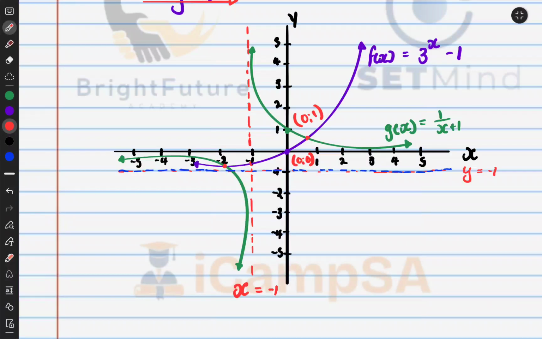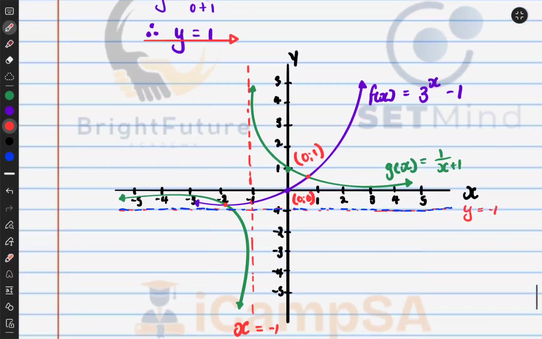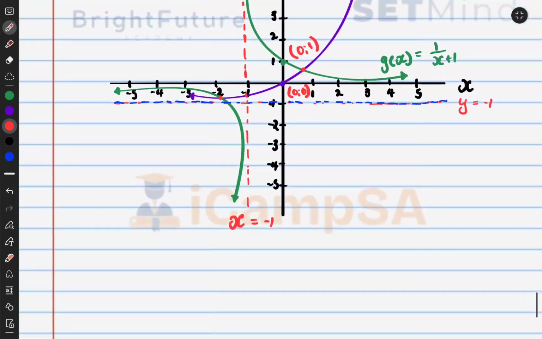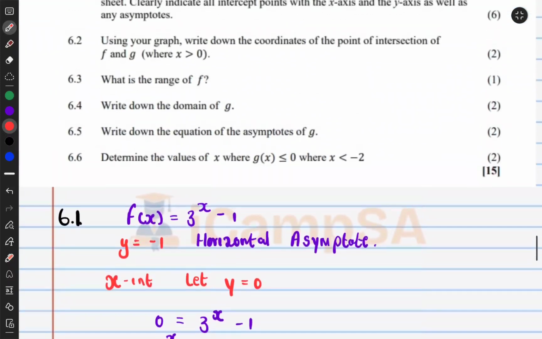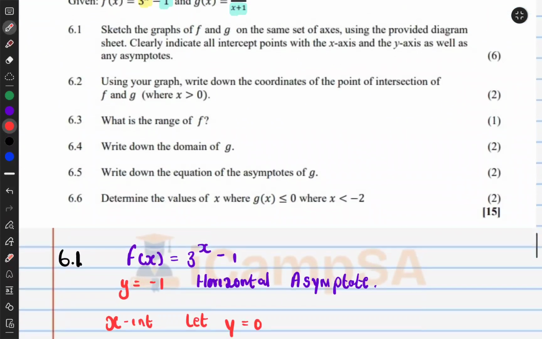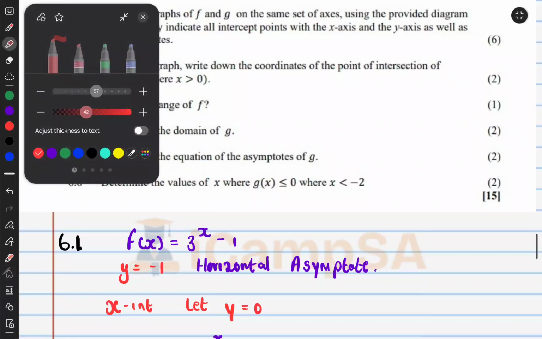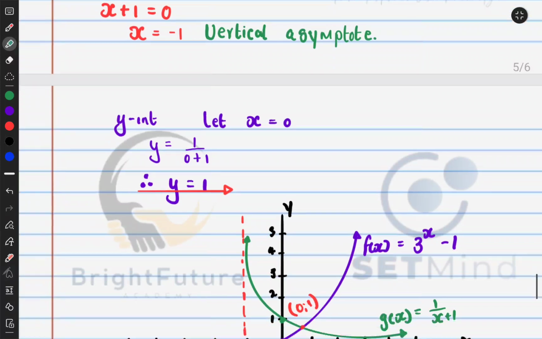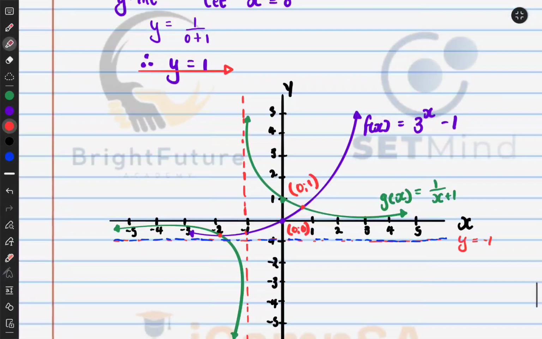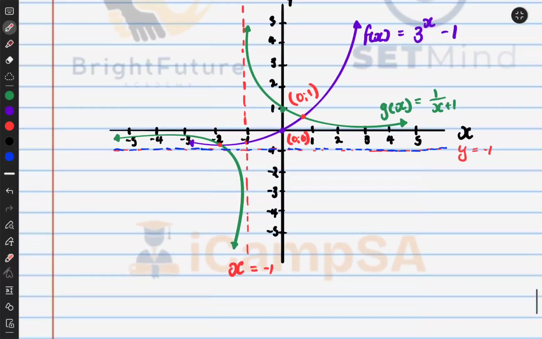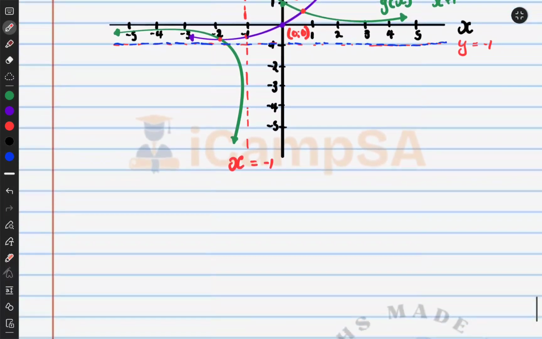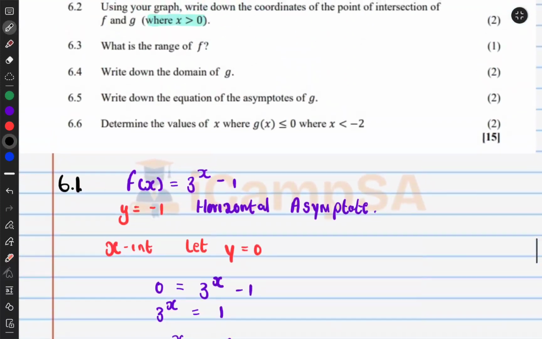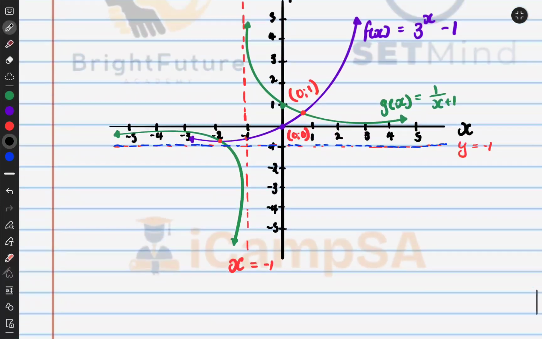So we know that our graph was not drawn to scale, so we can't just use the Cartesian plane. Instead, what are we going to do? We're going to use that method I was telling you about, of equating. We are also looking for the point of intersection where x is greater than 0. So we're only considering this one to the right of the y-axis.